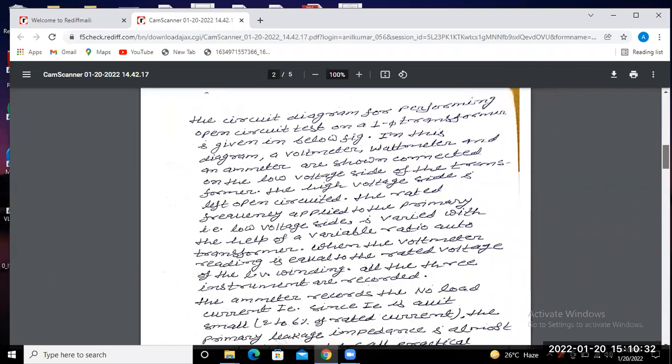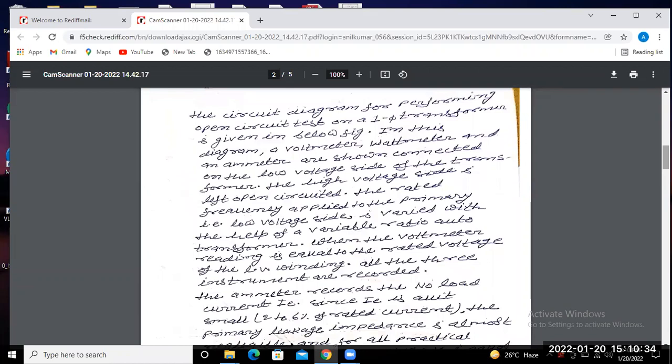Okay, so the circuit diagram is whatever I have explained in the previous diagram, that is described here. That means how we can proceed with the open circuit test, and how we can consider the wattmeter reading as the core loss. Okay, and ohmic loss is neglected during the core loss. So we only consider the core loss of the transformer using the no load test.